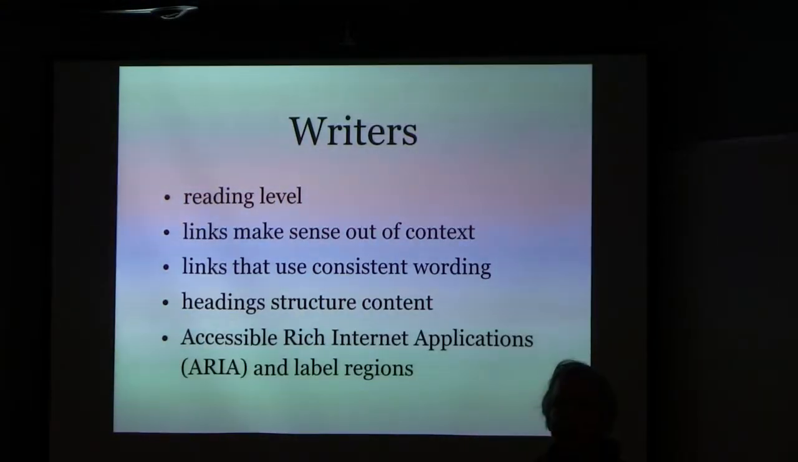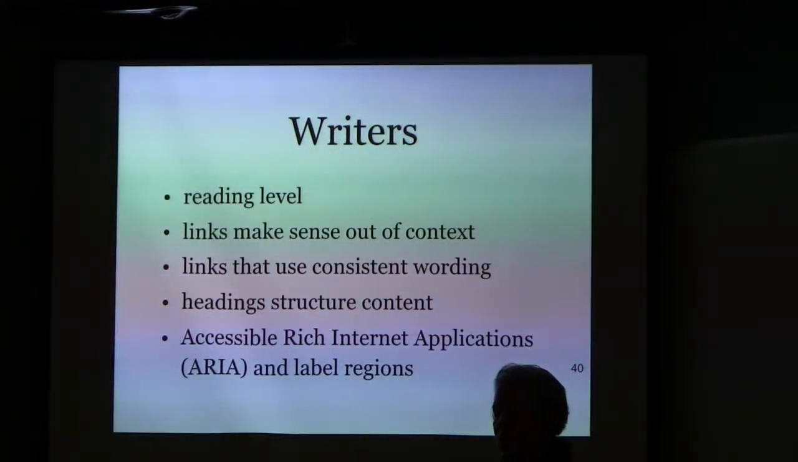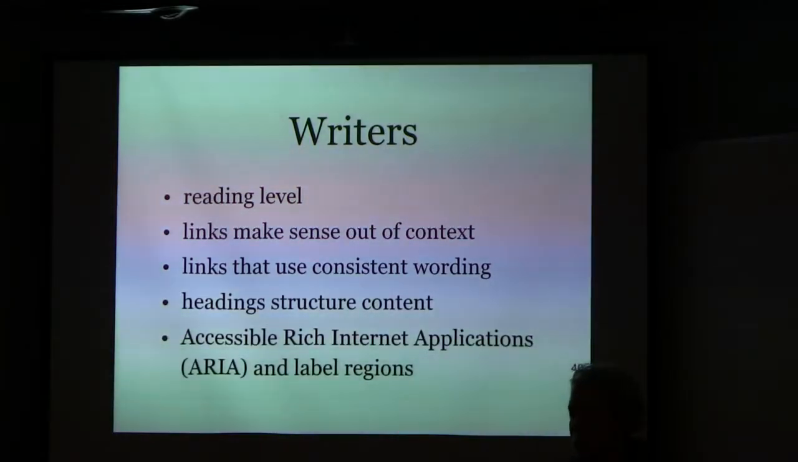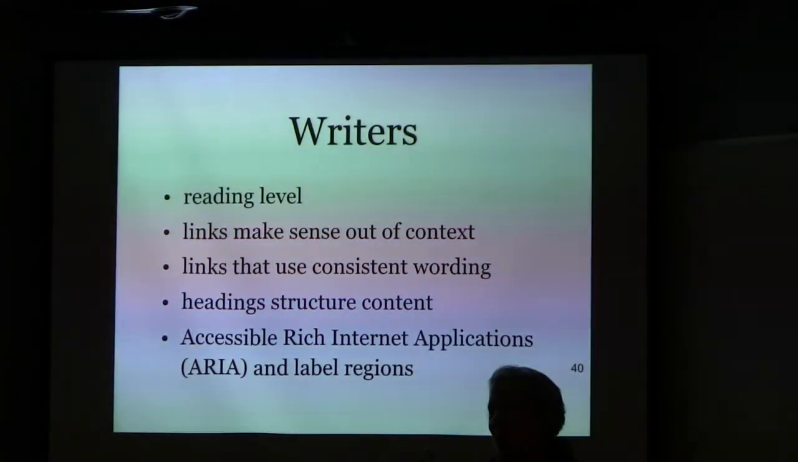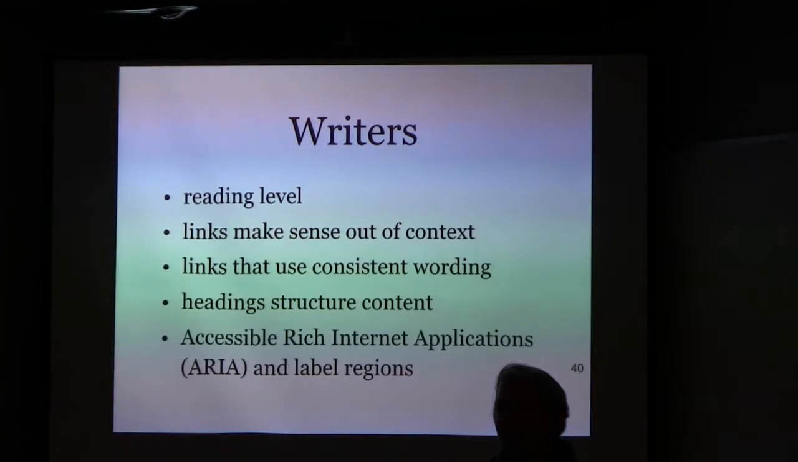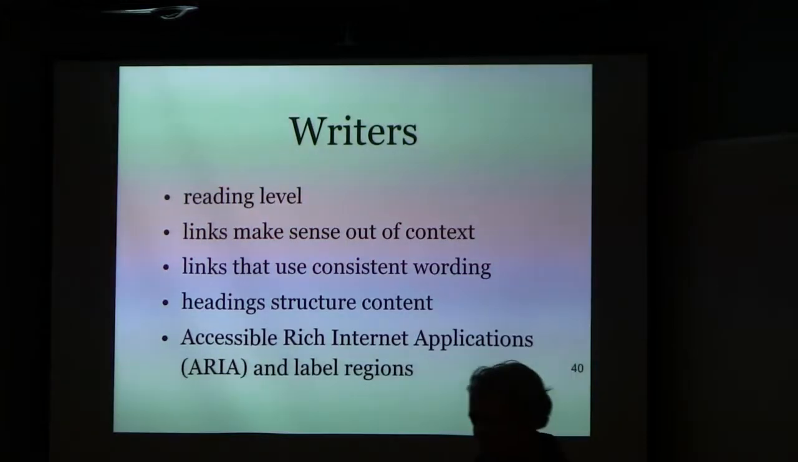So, writers, think about reading level. What you want is the lowest possible reading level for the people you're addressing. Obviously, this is going to be different on a university website than on a site that faces the general public. You need your links to make sense out of context. You need links that use consistent wording, headings to structure the content, and then I'm almost afraid to talk about this: use ARIA labels to label your regions. Create ARIA regions and label them. And again, this is a place where the writers might need to step in to come up with good names for those regions.